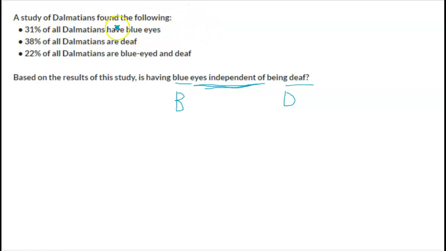31% of all Dalmatians have blue eyes. Okay, that's what I call the unconditional probability. The probability of blue eyes, probability of B is 0.31, right? No conditions involved. Second fact, 38% of all Dalmatians are deaf. That's also a probability without conditions. That's just probability of D equals 0.38.